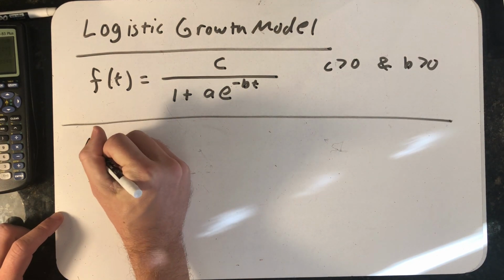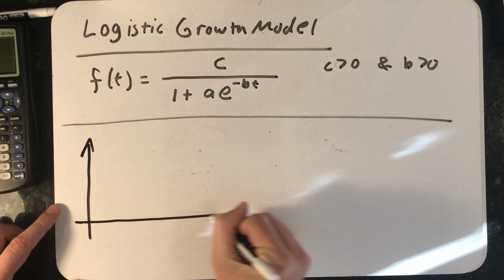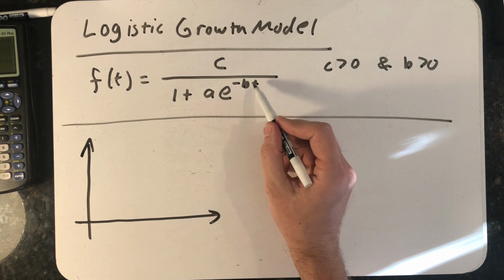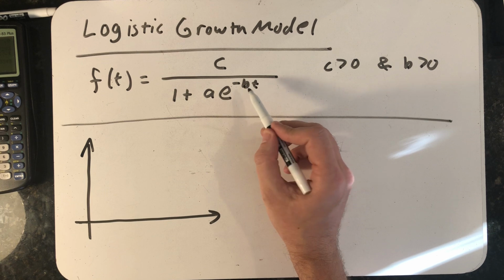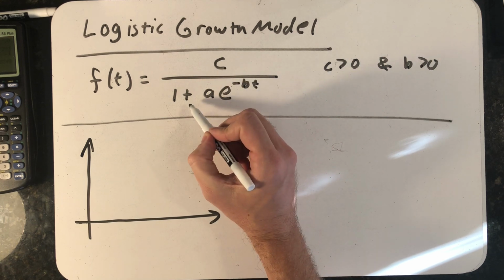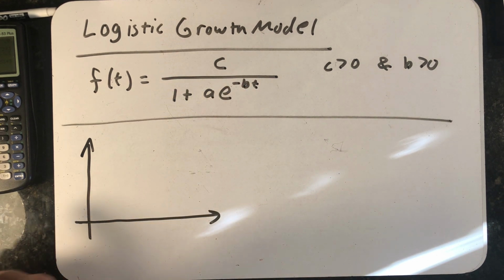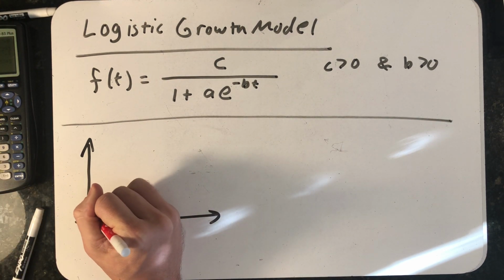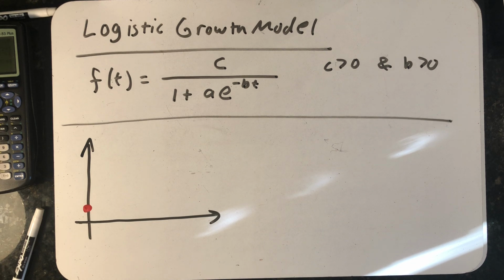I want to talk just a little bit about what this graph would look like. If we plug in t equals 0, then e raised to the 0 is 1, so I get c divided by 1 plus a. Well, that's just some constant, which tells me I'll have a y-intercept, right? And I could actually write that as c over 1 plus a, but I just wanted to make sure I had a y-intercept of some kind.